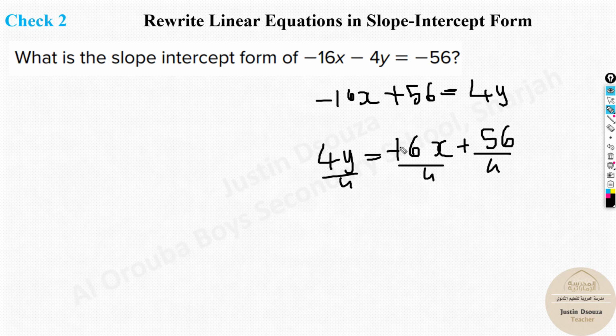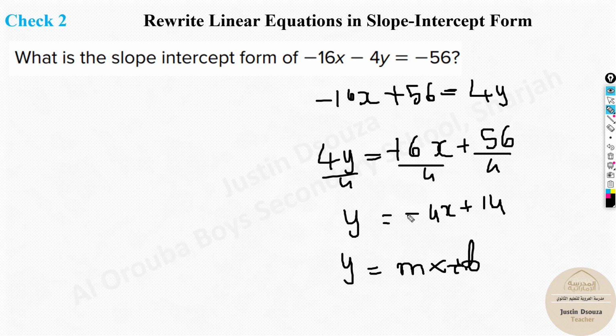Minus 16 divided by 4 will be negative 4x, plus 40 divided by 4 is 10, and then we have 16 remaining, so it'll be 14, and here it'll be y. So the answer is y equals negative 4x plus 14. We are getting this in terms of y equals mx plus b. So b is this value, m is negative 4, and that's it. So this is the thing.